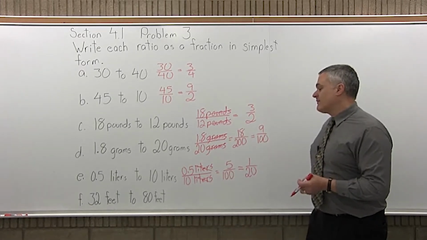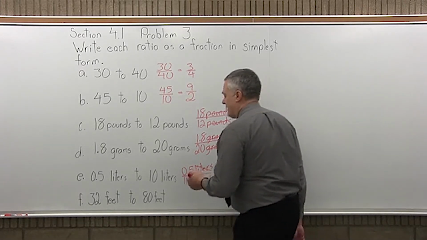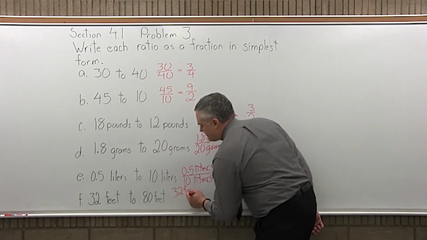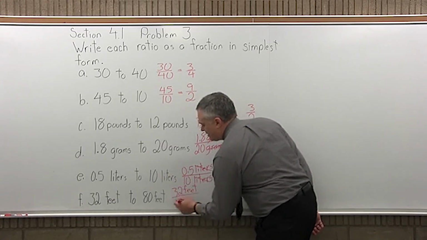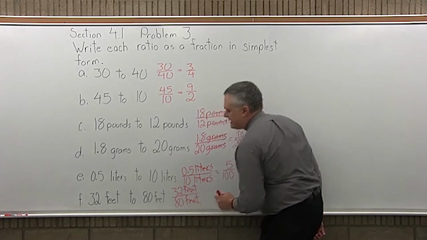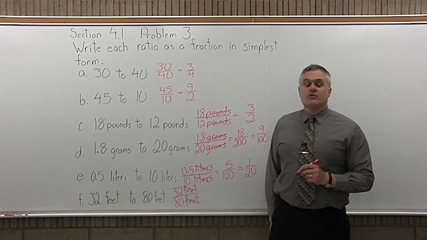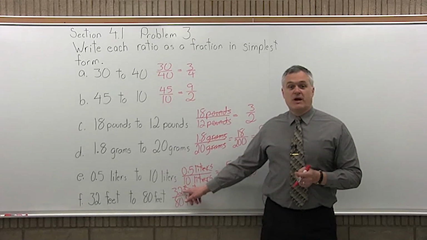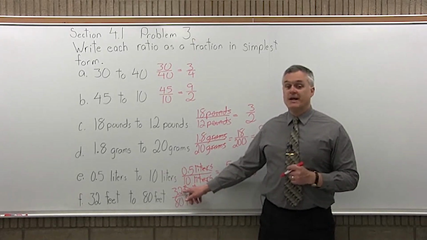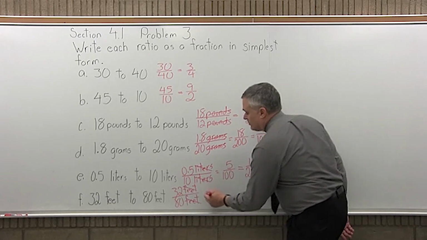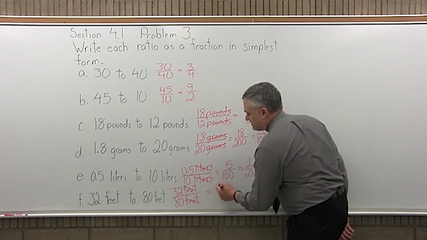And finally, one left, part F, 32 feet to 80 feet. 32 feet will start in the numerator, 80 feet in the denominator. And again, same units of measure in numerator and denominator, I can just cancel them. 32 over 80 will reduce. They can both be reduced by 4, but they can actually both be reduced by 8. So 8 divides into 32 4 times.